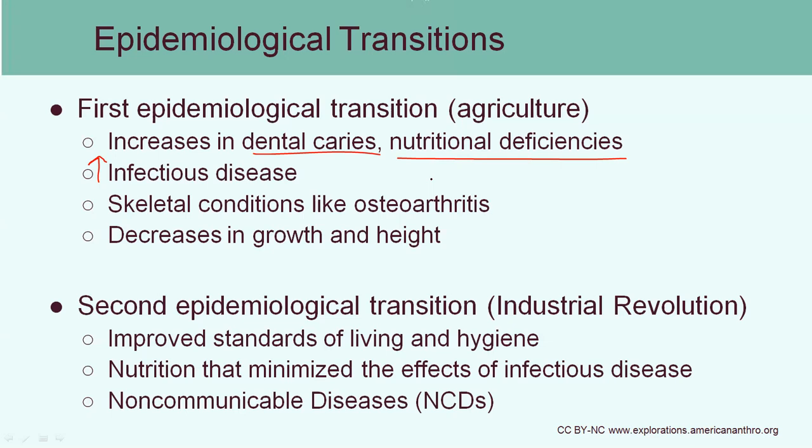The second epidemiological transition was the Industrial Revolution. Here, some good news is that we actually increased the standard of living for most people and that hygiene was improved. Historically, people did not understand what was causing disease, so the germ theory of disease is relatively new, and improving hygiene, including things like introducing sewer systems, helped to decrease infections amongst those populations. However, we will see the rise of non-communicable diseases. Those are diseases that are not infectious in nature.